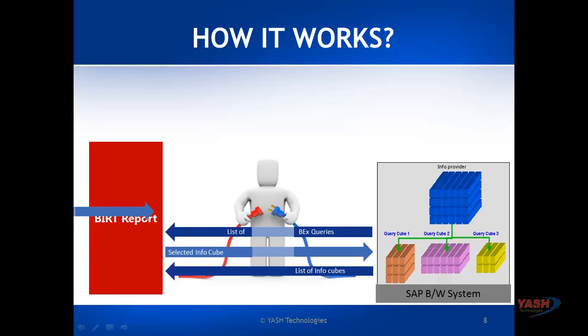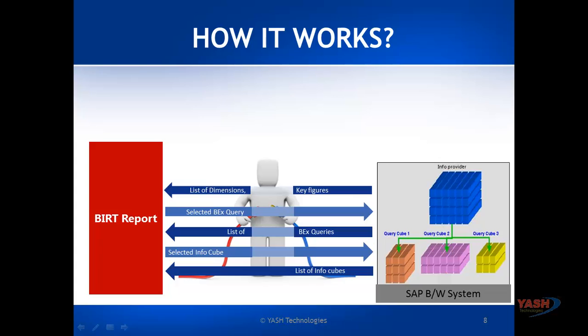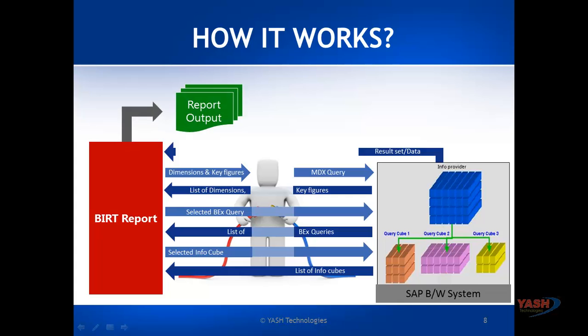The required BEX query is selected from the list, which is then passed to get the list of dimensions and key figures. The user selects the dimensions and key figures to be displayed in the rows and columns, creates filters and slices, and sets the sort order as required. SAP BW Connector constructs the MDX query based on the selection and passes the query to SAP BW. Data is retrieved and then passed to the Actuate BIRT report.